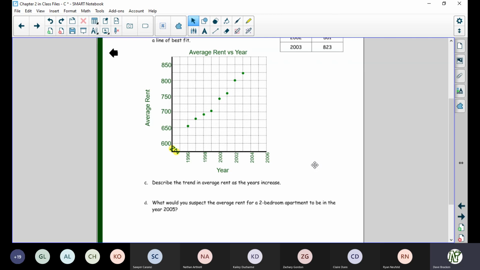So describe the trend in the average rent as the years increase. It doesn't say correlation, it doesn't say data, it doesn't say relationship, but it does use the trend in the average rent as the years increase. It uses the two variables, years and average rent. So for this one, I'm pretty sure that I would put as the years increase, the average rent increases. I think this talks about the relationship between the two variables. It doesn't say data, it doesn't say correlation. Okay, so I would put as the years increase, the average rent increases.